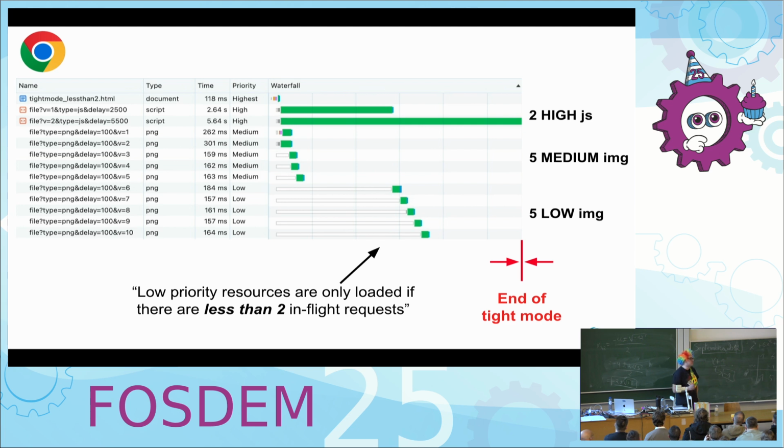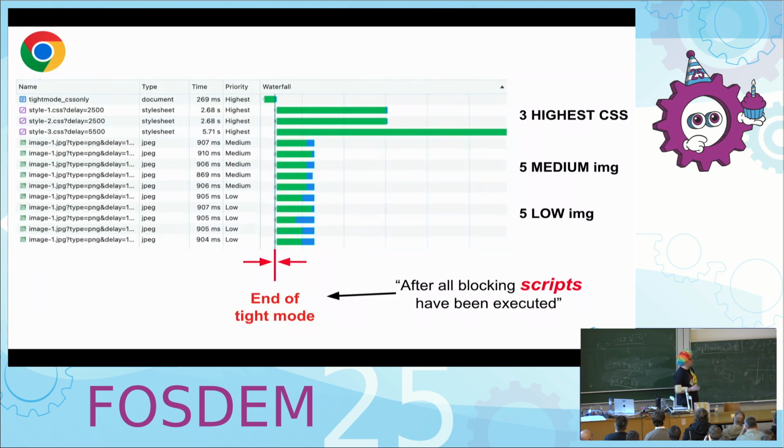Something that I found very surprising is that tight mode really is only while there are blocking scripts being downloaded, not CSS. This is a very similar page, just without JavaScript and just 3 CSS files in the head. And even though the CSS files are render blocking, there is no tight mode. Everything gets requested at the same time, because tight mode is only triggered by scripts in the head. Very surprising to me. It was even surprising to browser developers at Chrome that I talked to, because they thought it was included.